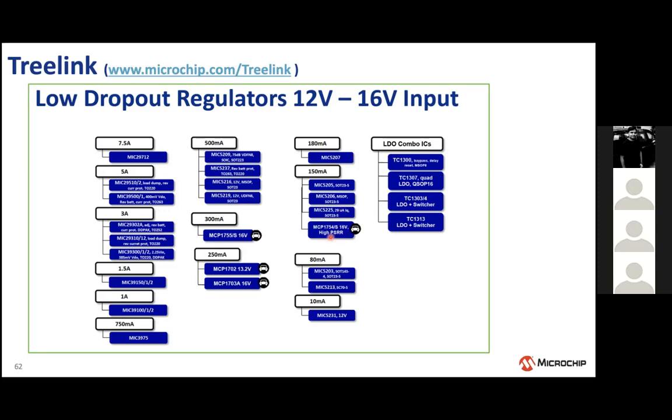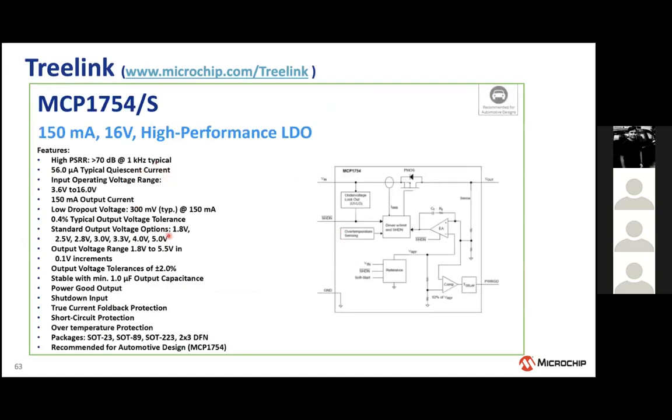I'm going to click on this MCP 1754 because it says here high PSRR. That means it is noise free. I mean, power supply rejection ratio is very good. If I click on this, it takes me to the product brief and its features and its internal block diagram. And there will be another link in the same page which will take you to the product page, where you will get the app notes, the data sheets, development boards, and all the other documents related to that, right? So this is a handy product selection tool.